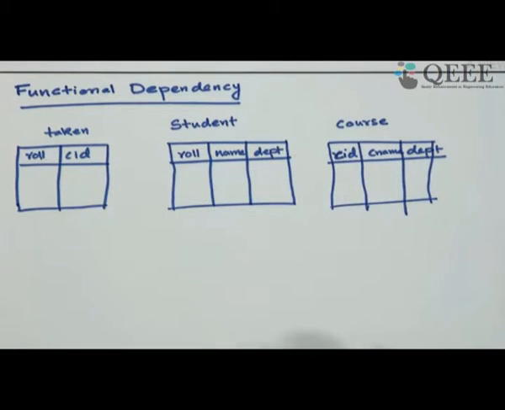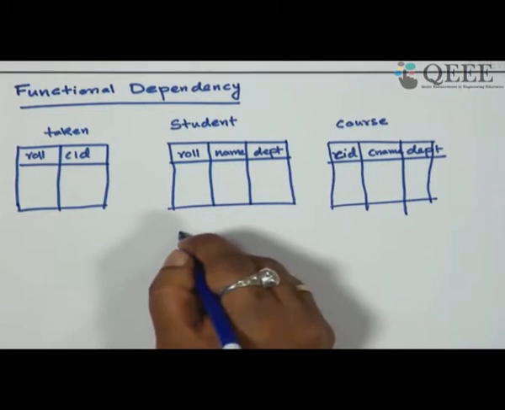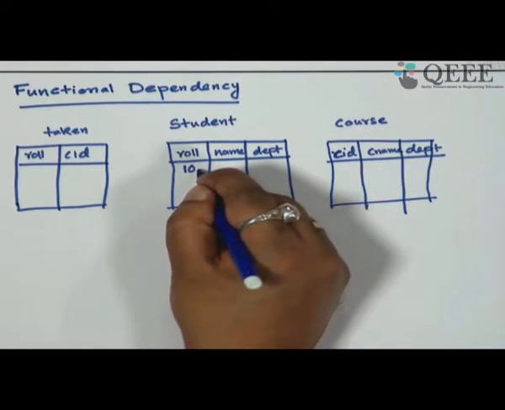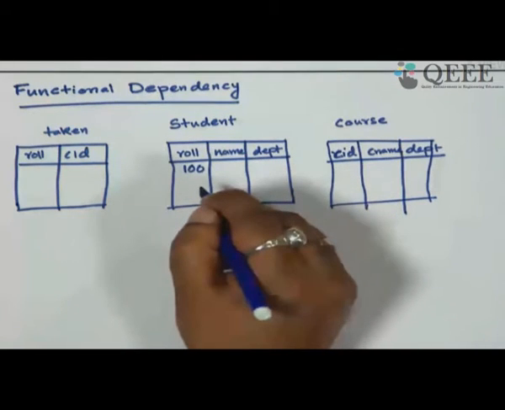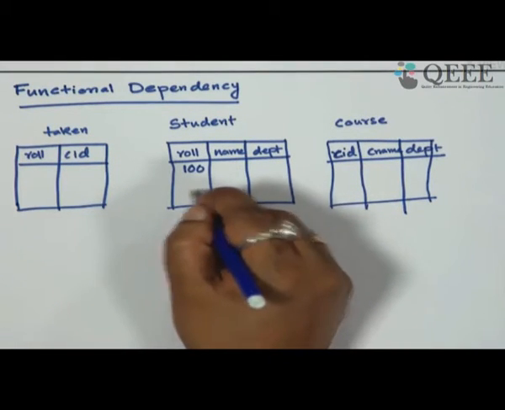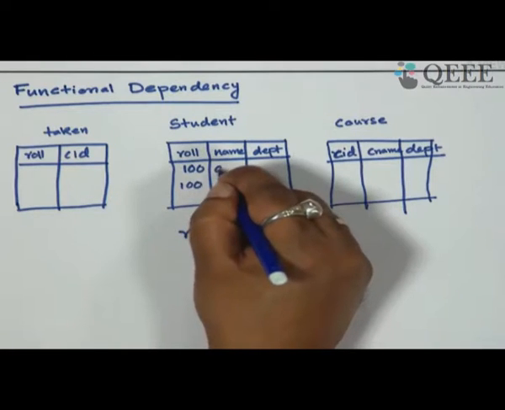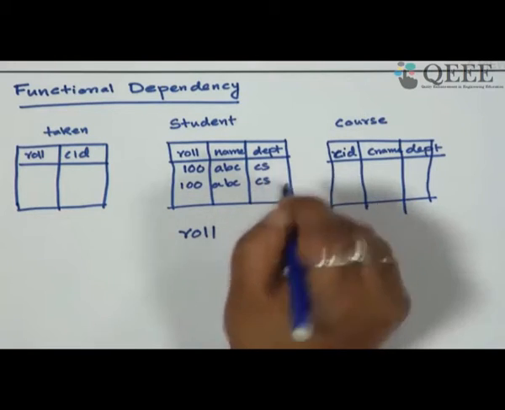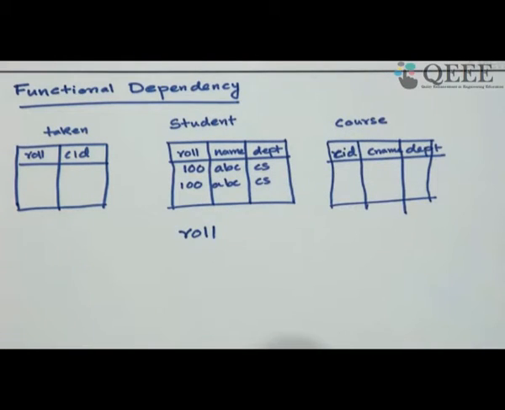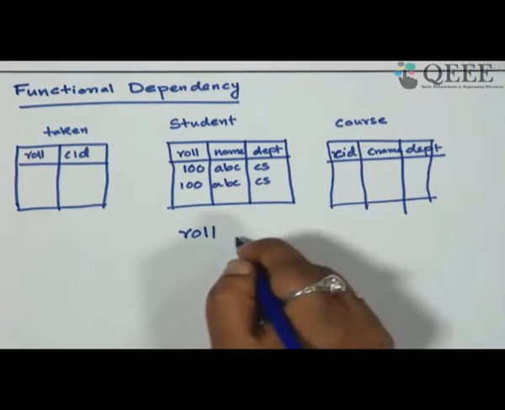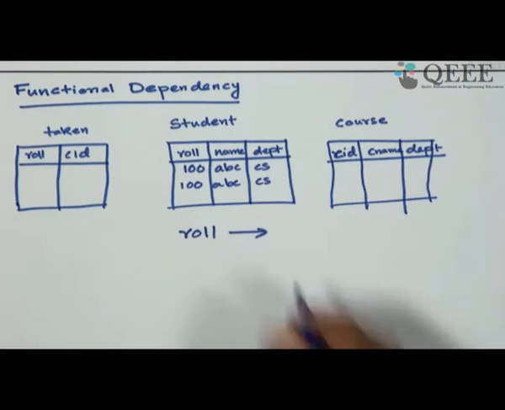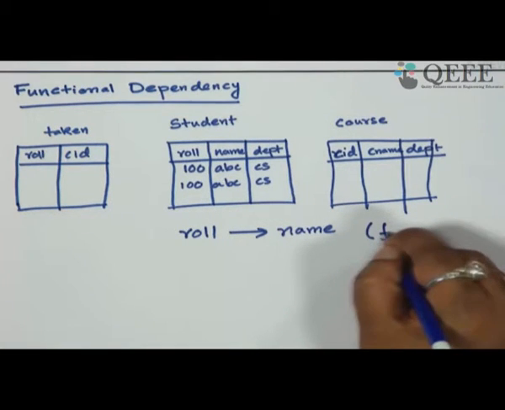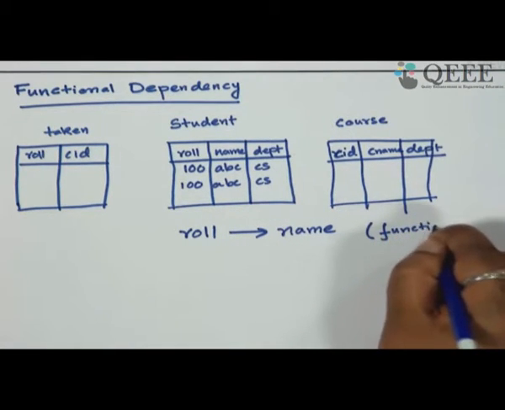In addition, I can have a constraint, like I can say that if the roll number of 2 students is the same, their name also has to be the same. Suppose I have 2 students with the same roll number, their name cannot be different, and similarly their department also cannot be different. That means I write it down as roll number determines name. This is an example of what is called a functional dependency.